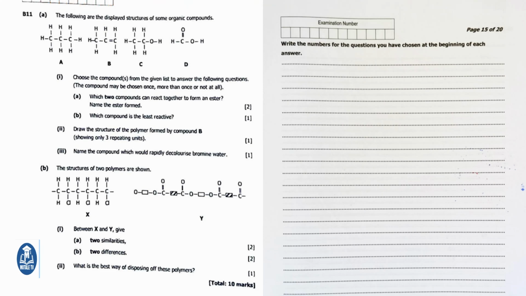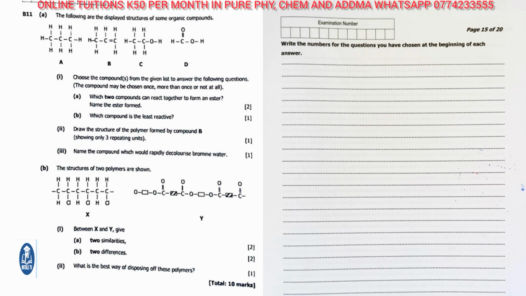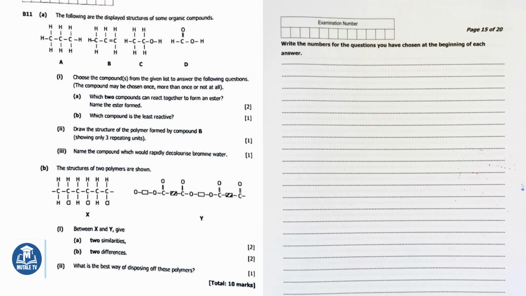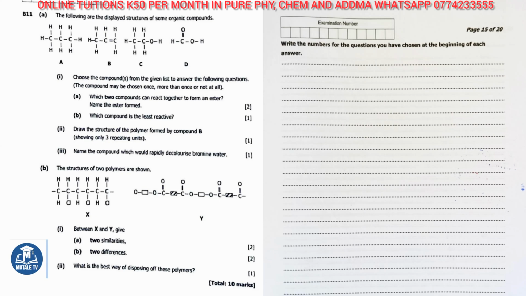Structure C is ethanol, 2 carbon atoms with an OH group attached at one end. Structure D is ethanoic acid, 2 carbon atoms with a C double bond O and an OH group at one end. Part A. Part 1 says, which 2 compounds can react together to form an ester?